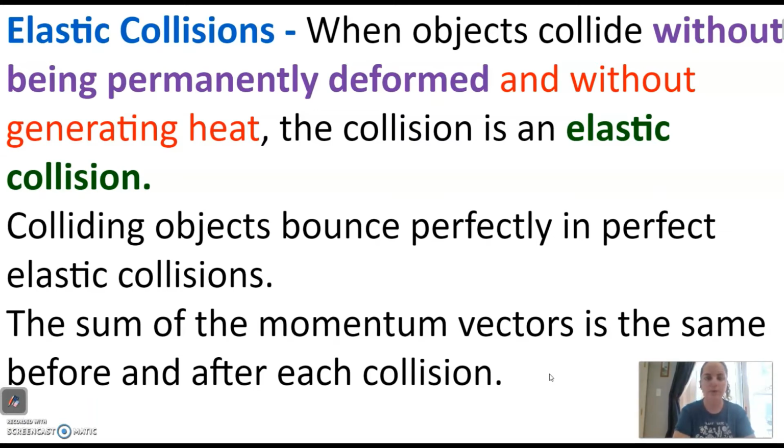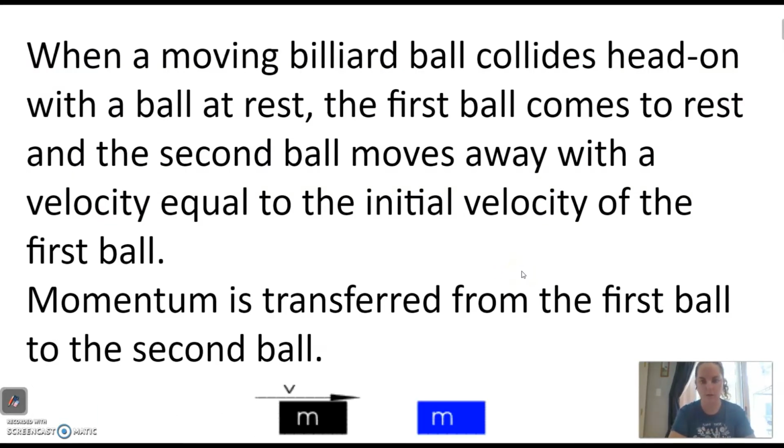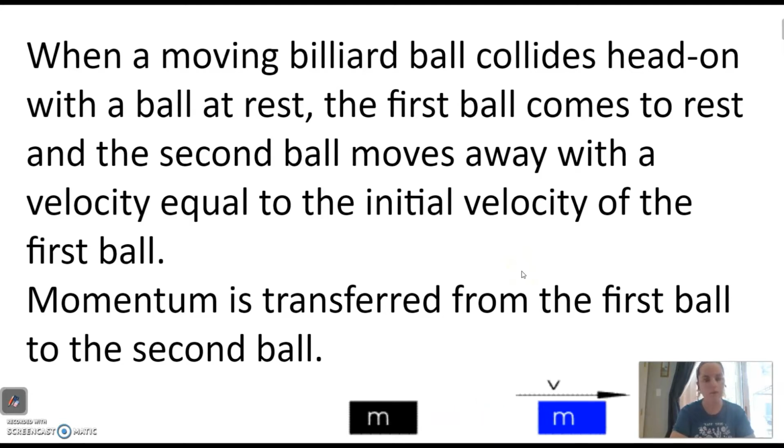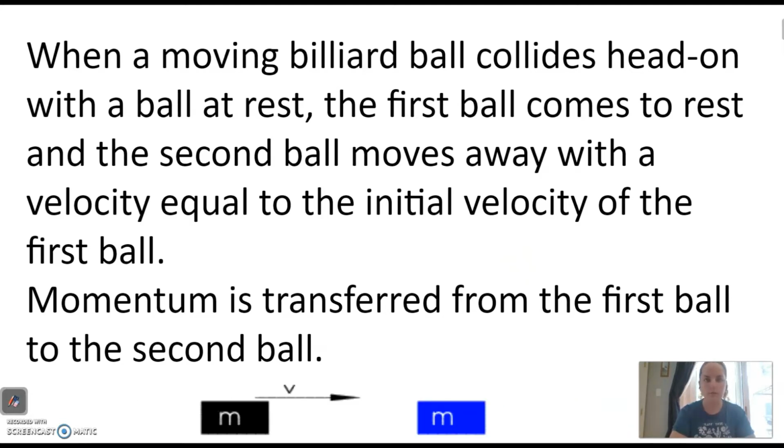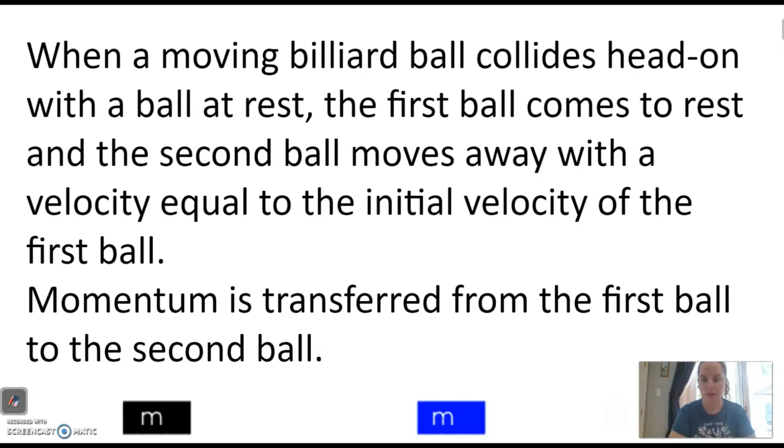When objects collide without being permanently deformed and without generating heat, that is called an elastic collision. During an elastic collision, the momentum is transferred. Think of billiard balls. If one billiard ball was coming in with a certain amount of velocity and hit the other one initially at rest, then the momentum is going to be transferred.